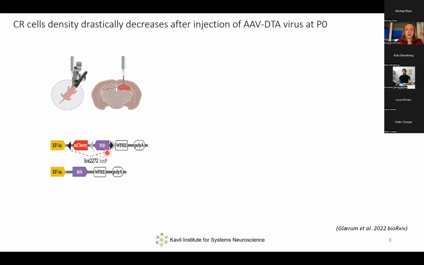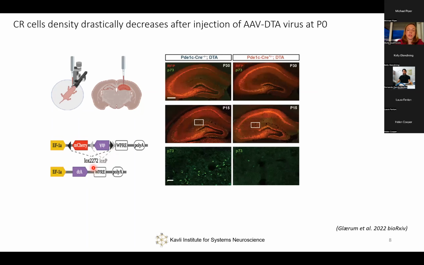But then the diphtheria toxin fragment A, DTA, is under the control of the lox site, and therefore only the CRIP-positive cells will undergo recombination, start to express diphtheria toxin fragment A, and die in a matter of a couple of days after the expression of the DTA. Here's a quantification that we have done of how good the virus is, and it works really, really well.